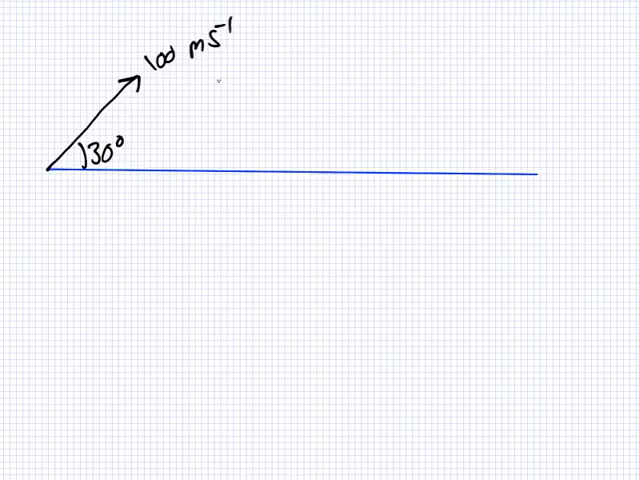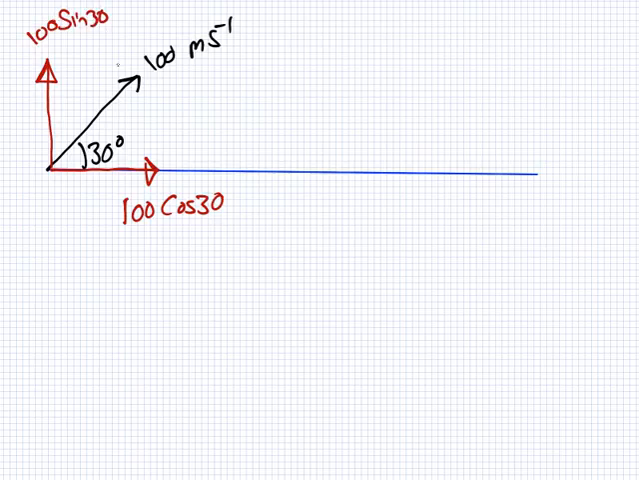Let me draw this for you. Here's the ground, and the projectile is fired at 30 degrees at 100 meters per second. The first thing I need to do is calculate the horizontal and calculate the vertical. Is this one the cos or the sine? Cos. 100 cos 30, and this one here, 100 sine 30. So 100 cos 30 is 86.6, and then the other one's 50. 50, yeah.